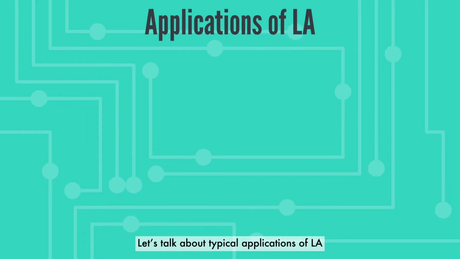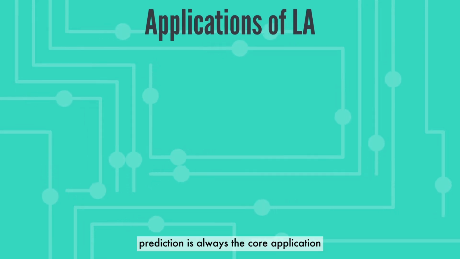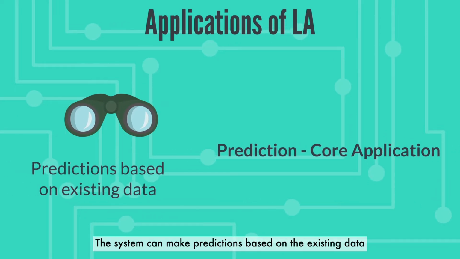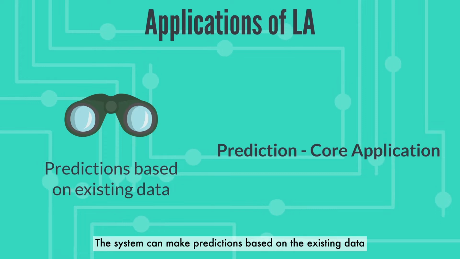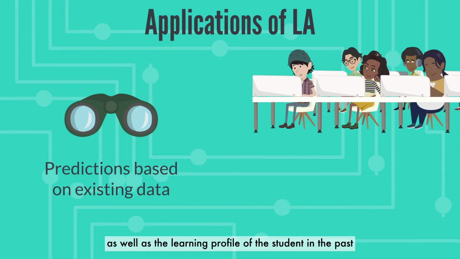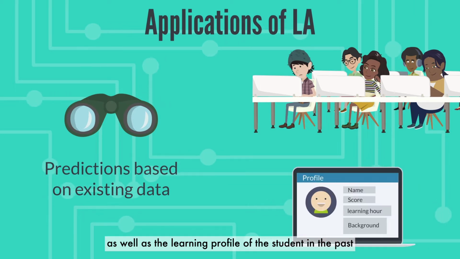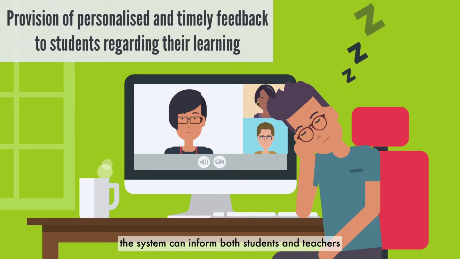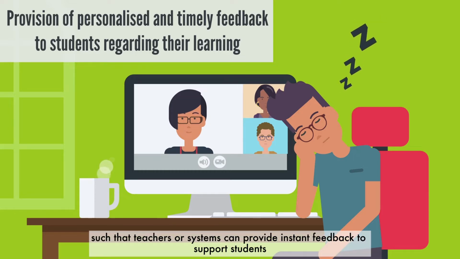Let's talk about typical applications of LA. Like other analytics, prediction is always the core application. The system can make predictions based on the existing data, such as behaviors of all students in the previous cohort, as well as the learning profile of the student in the past. If the system can predict that the student may be off track, the system can inform both students and teachers, such that teachers or systems can provide instant feedback to support students.